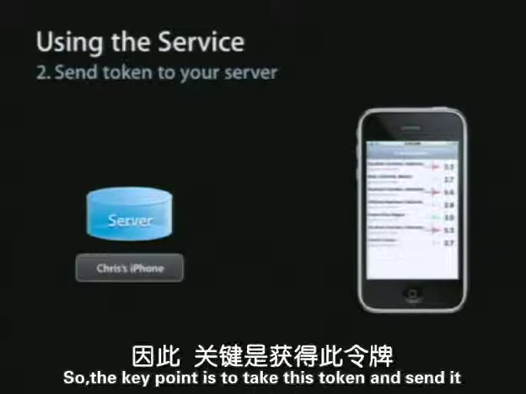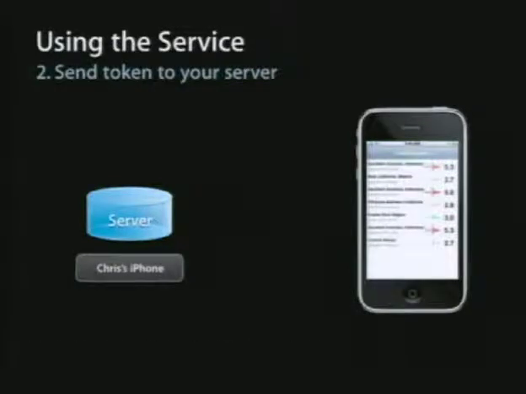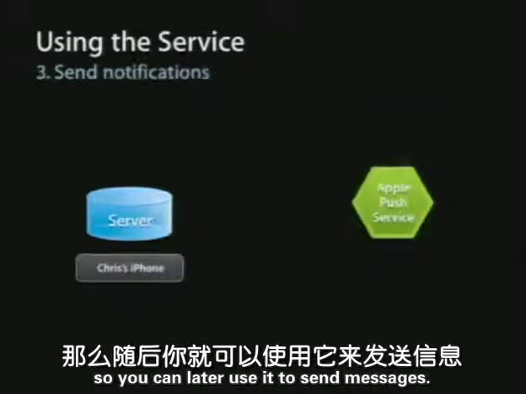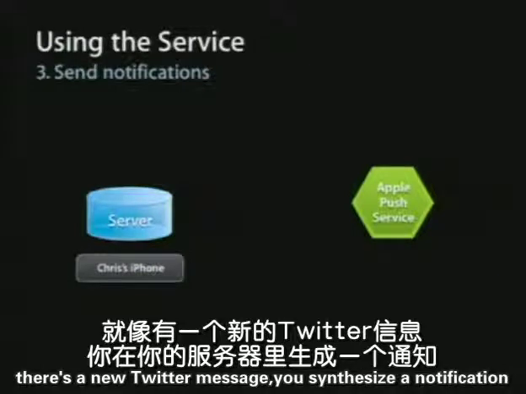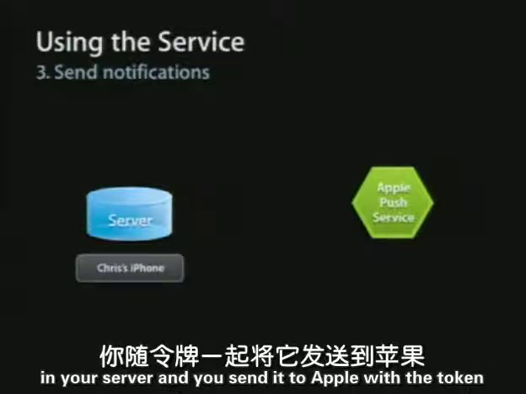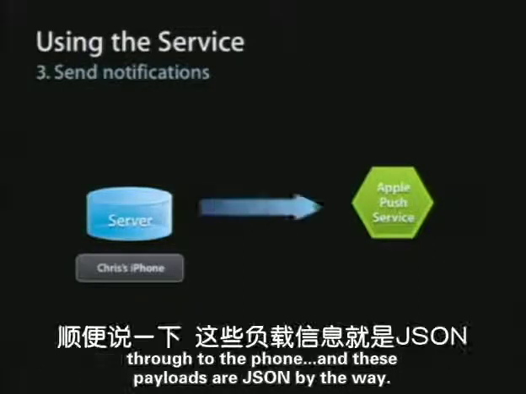The second step, the key point, is to take this token and send it to your third-party server and do something useful with it there, so you can later use it to send messages. And then finally, when you want to send notifications, like say there's a new Twitter message, you synthesize a notification on your server and send it to Apple with the token that identifies the phone you want to receive it, and then Apple routes that all the way through to the phone.